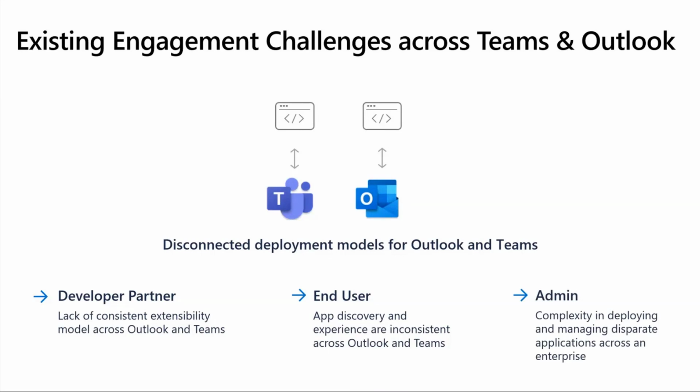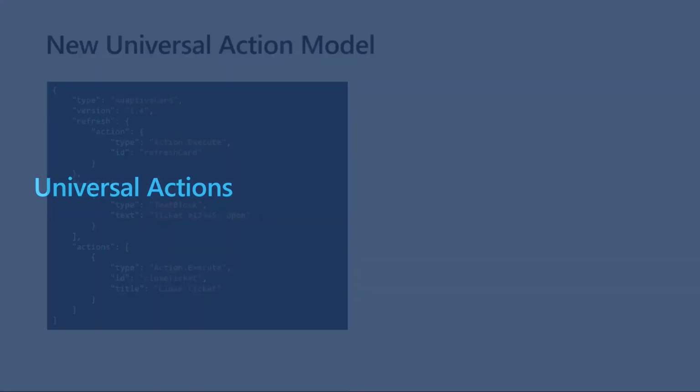And for an IT admin, this implied complexity in deploying and managing disparate applications across an enterprise, because they had to manage multiple layers of applications due to the inconsistent action model. And we thought, why not give it a shot to unify these experiences across Teams and Outlook and come up with a universal action model.